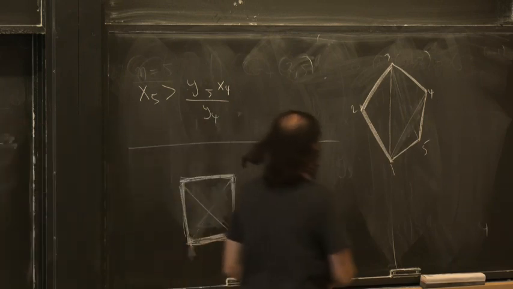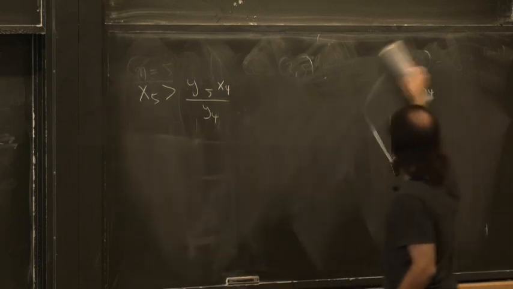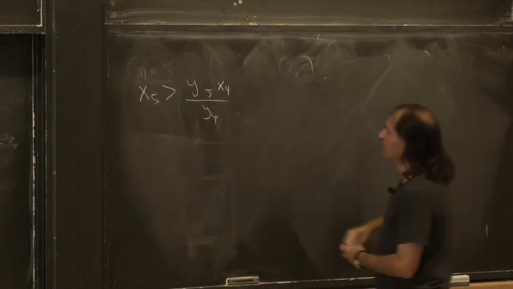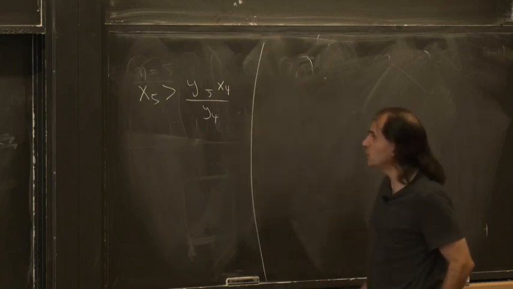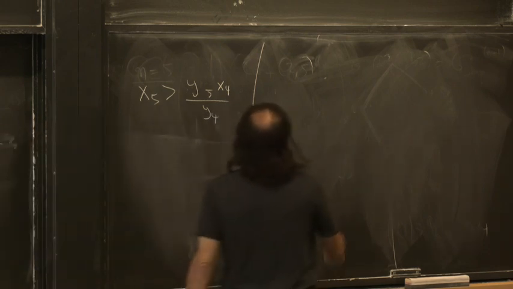But now let's return to the canonical form. So this is what our space is then. Our space is that we have to have x2, y2, x4, y4 positive, but x5 not just positive, but bigger than that amount. Okay, so what is the canonical form?